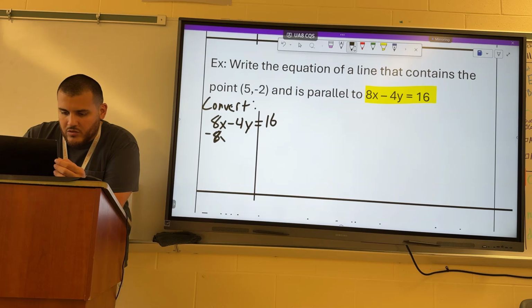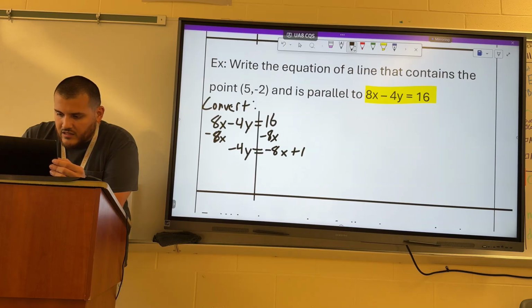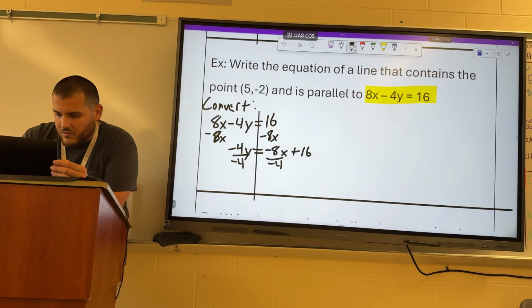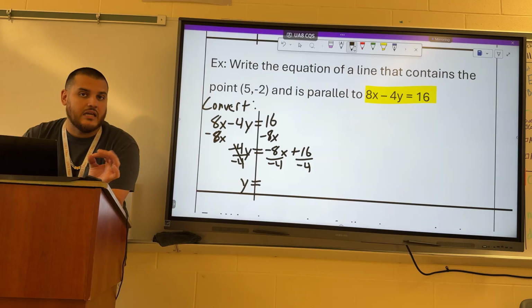I'll use the subtraction property of equality to do that. So I'll have the negative 4y on the left still, and I'll have a negative 8x and a positive 16 on the right. Now I can get y alone by dividing everything by negative 4. This gets divided by negative 4, this gets divided by negative 4. The negative 4's cancel on the left, leaving me with just y, which is exactly what we need.